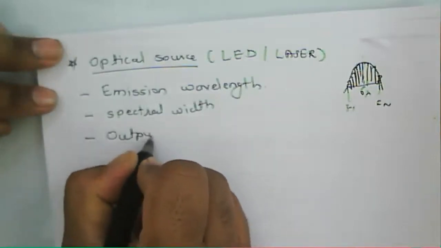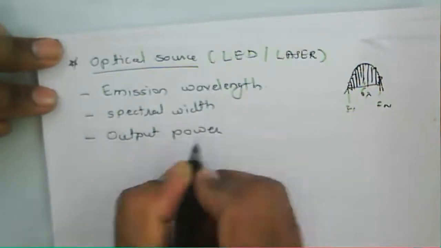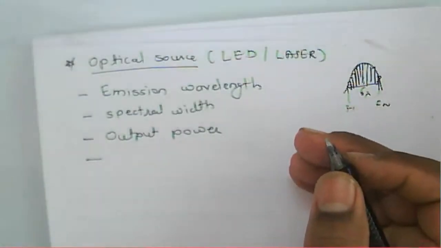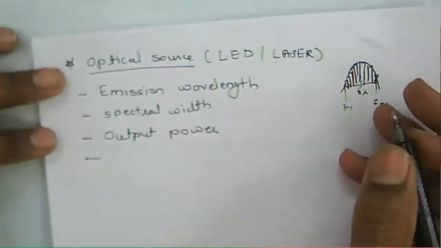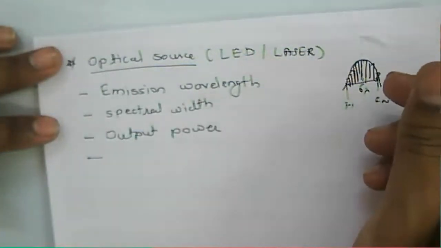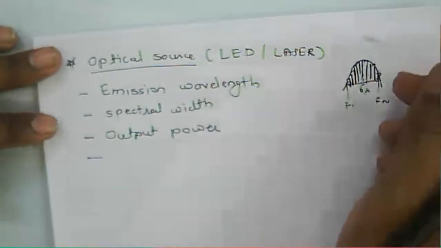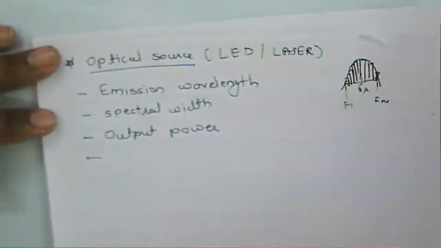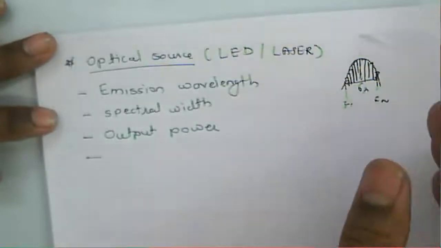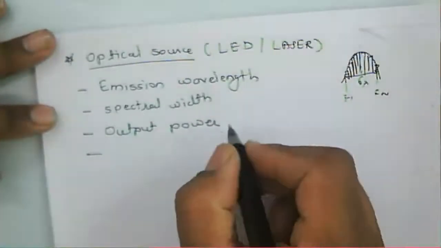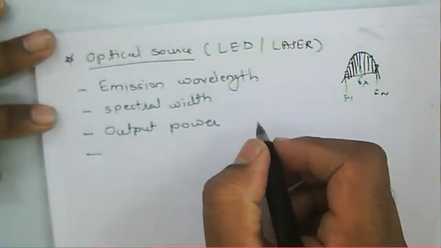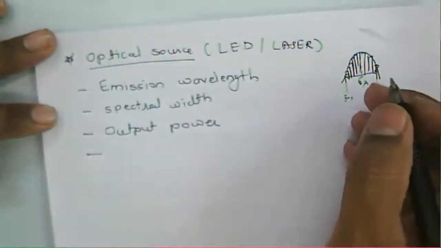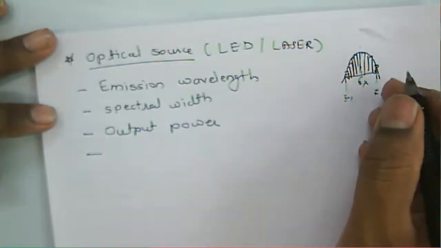Then output power. Output power means what? Even if we have a good optical fiber that will support long distance, we should also know that the source generates that much power level, so that it will be transmitted over the distance. Optical power is again a requirement. But we cannot increase the optical power more than the supporting level of the optical fiber.